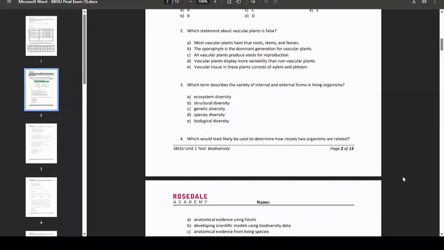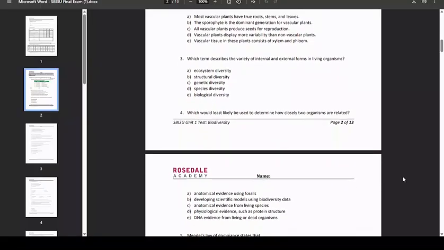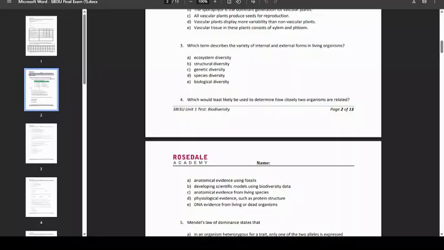Which would least likely be used to determine how closely two organisms are related? Anatomical evidence using fossils, I think, okay, it's pretty good. Developing scientific model using biodiversity data, not really. Anatomical evidence from living species, also a technique that we're still using. Physiological evidence, such as protein structure, which is also a technique that we're using. DNA evidence from living or dead organisms that we're still using. So B is the only answer that we're actually not using right now. Therefore, B is our best answer.